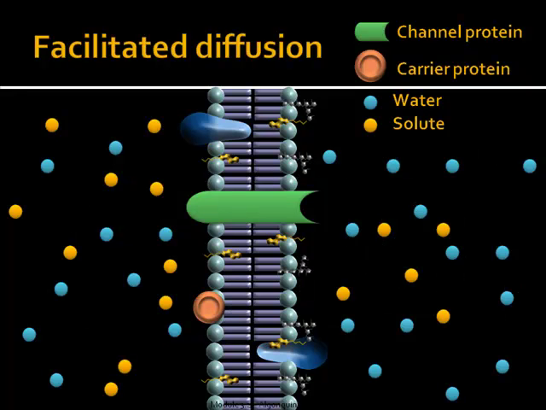Here we can see that the channel protein, in green, spans the entire width of the membrane, whereas the carrier protein is a smaller protein only found on one side of the membrane. Solute molecules can easily travel through the channel protein, but must attach themselves to the carrier protein in order to be carried across.